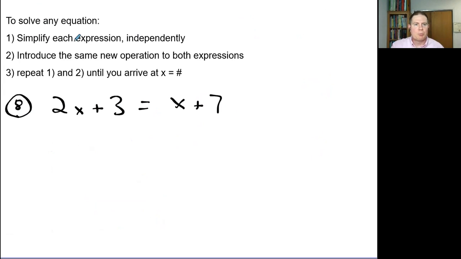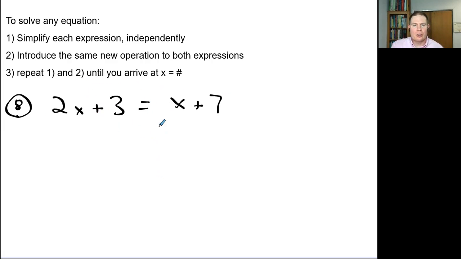Okay, simplify each expression independently. Can I simplify 2x plus 3? No. Can I simplify x plus 7? No. Right? Now, just like when we talked about simplifying expressions, our eyes need to be trained to see those pluses separating out the terms.